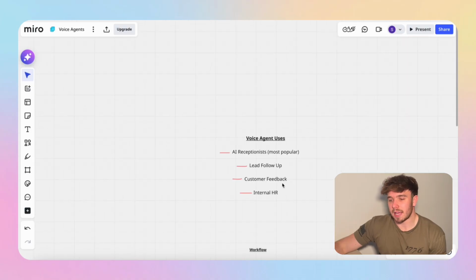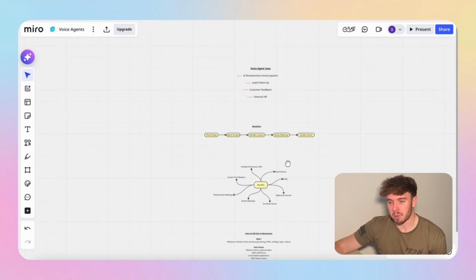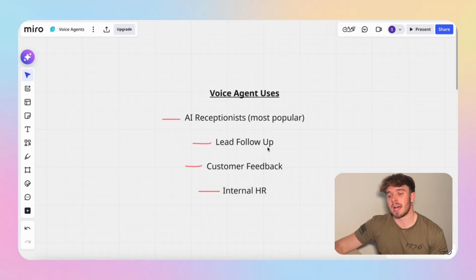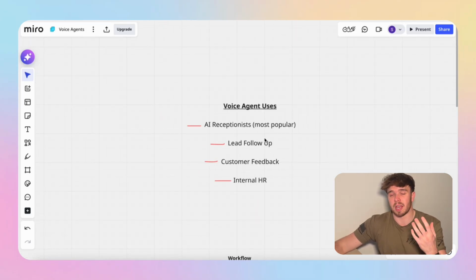And essentially what I've got here is a bit of a mind map, sort of roadmap, however you want to call it, of what voice agents are, how you can start selling these to businesses, and just get a bit more general information about them. So first of all, voice agent uses. A voice agent is an umbrella term. There's many different ways of how you can use this within a business.